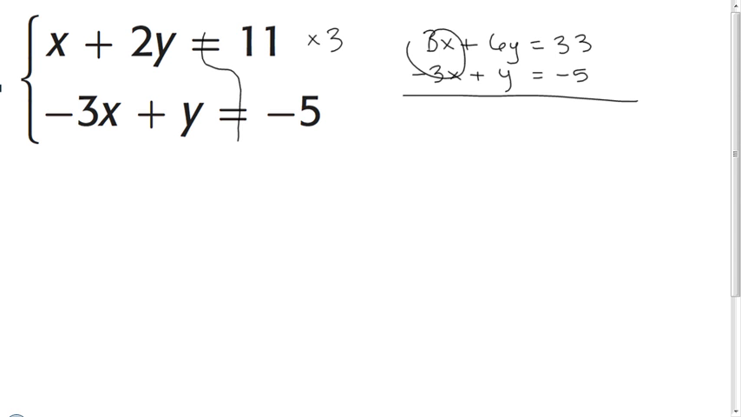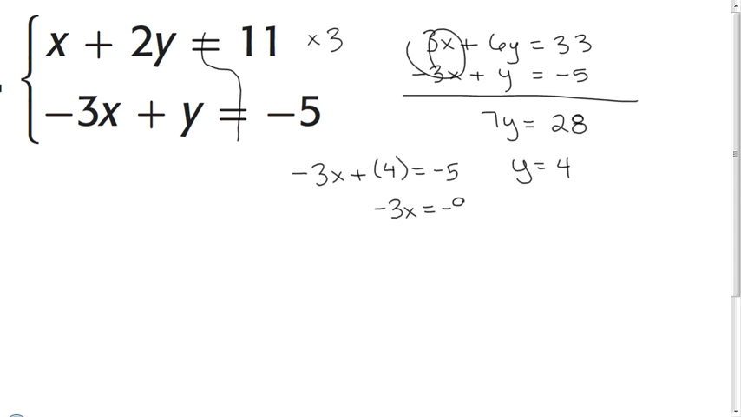My x's are going to add up to 0, and I'm going to have 7y equals 28, and so y will equal 4. And then just like before, I'm going to come back to my equations. I'm going to replace the y with what I know, and I can solve now for x. So I'm going to subtract 4, and that gets me to here. Then I'm going to divide by -3, and that'll get me there.